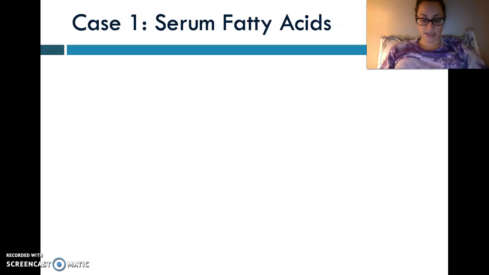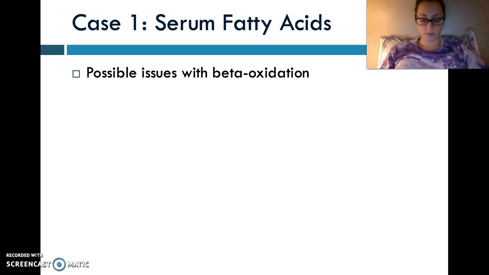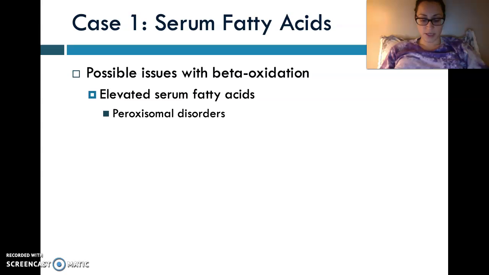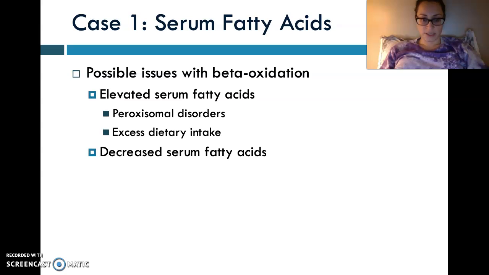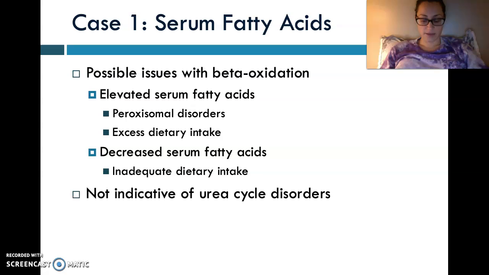Analyzing serum fatty acids can be a useful tool in assessing for beta oxidation disorders. However, abnormal levels can also be indicative of other conditions, such as paroxysmal disorders, as well as dietary deficiencies or excess. And since this test does not help when looking at urea cycle disorders, this answer is also incorrect.